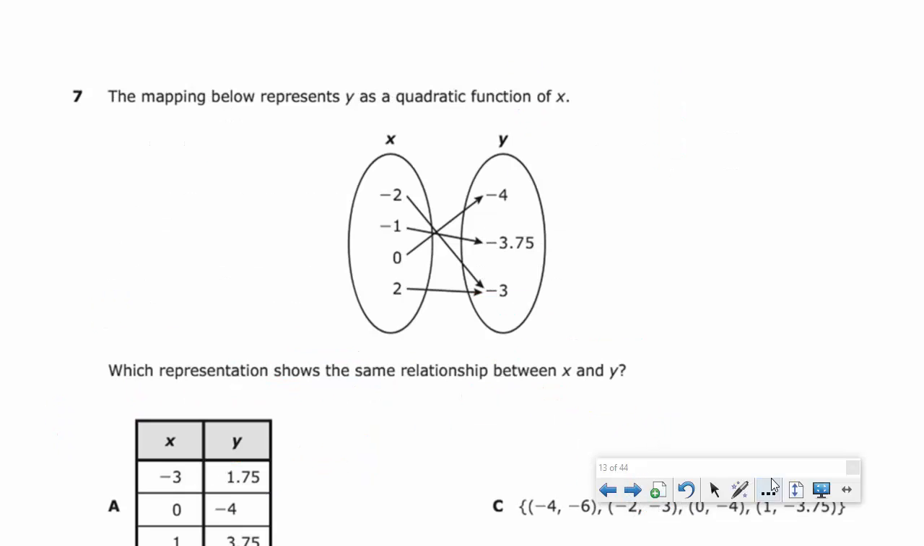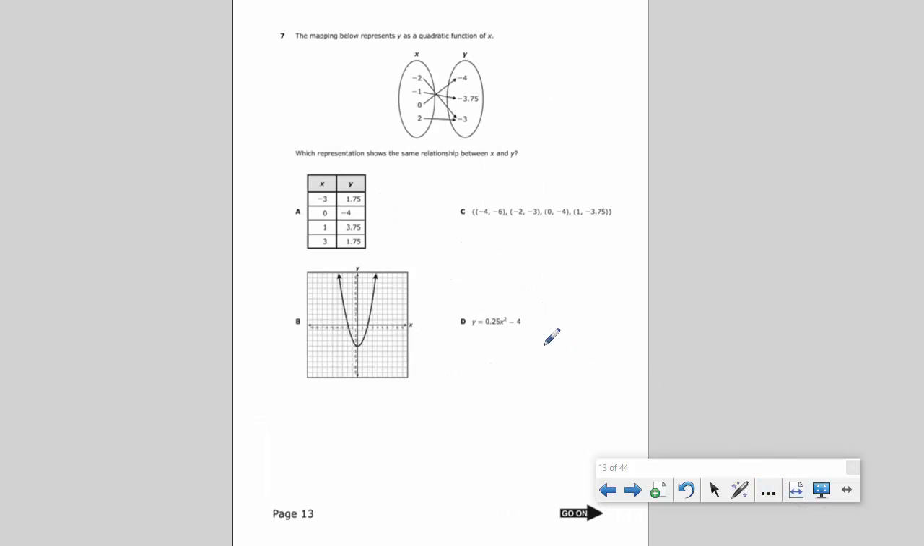All right, so here we got this. I need to zoom out of this one. This one's going to be kind of interesting. All right, so the mapping below represents a quadratic function. Remember, a quadratic function makes a parabola. So I'm going to make a table with this quadratic function.